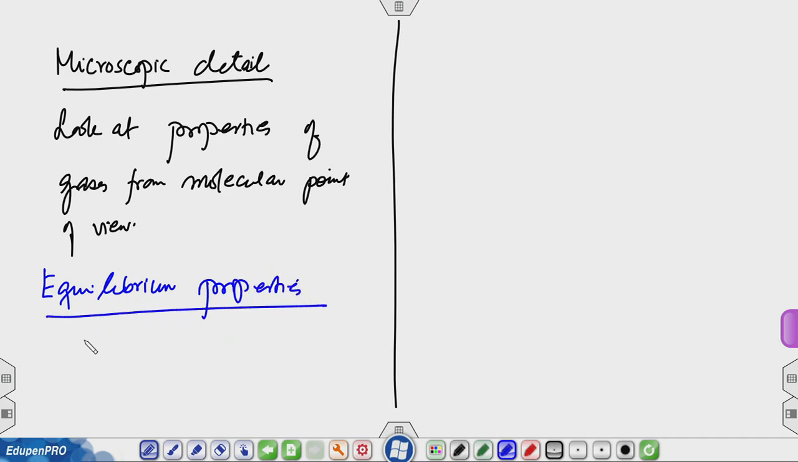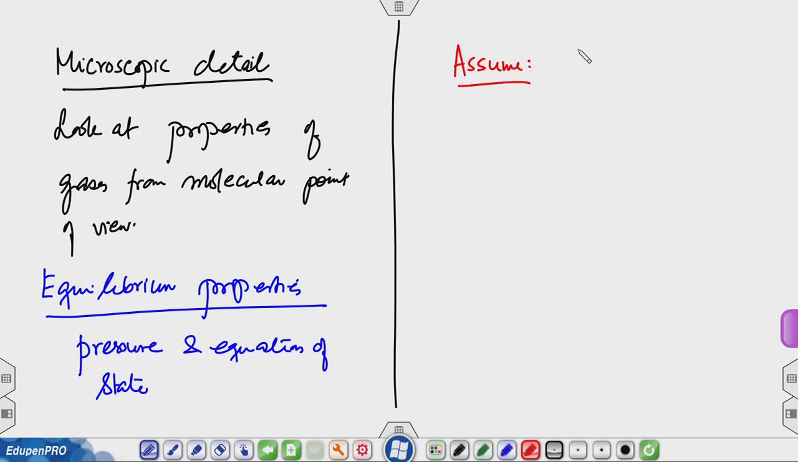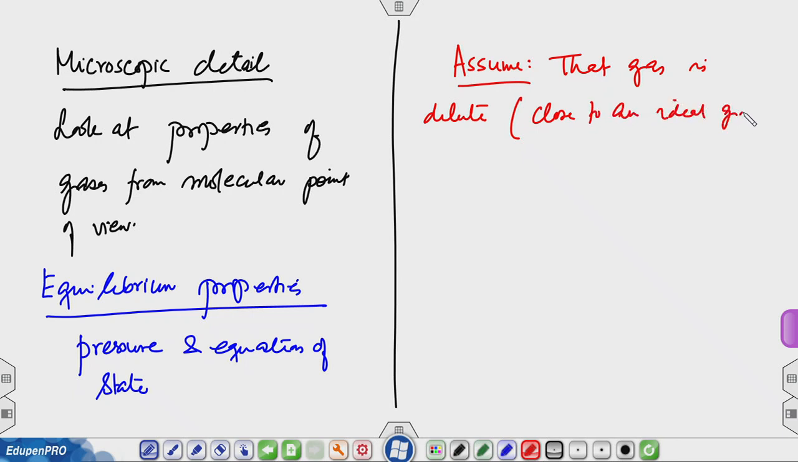Particularly, we are going to discuss pressure and equation of state. So we are going to assume that the gas is dilute, and that makes it close to an ideal gas.